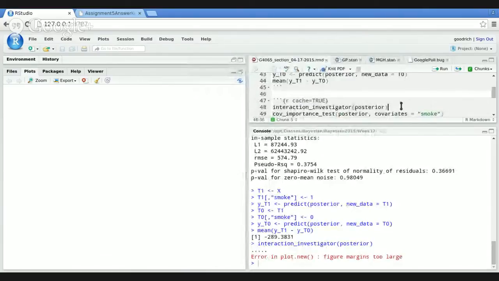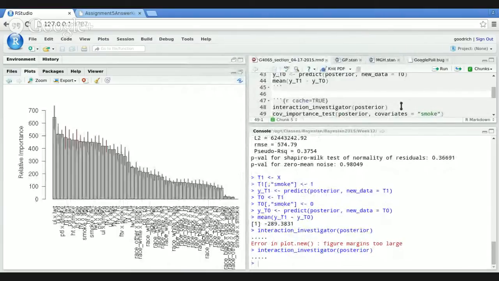Go interaction investigator. And we get a plot like this. So it turns out having a baby is a pretty non-linear process. And there are a lot of these variables, I don't even know what they mean, but they interact with age. I know what that means.